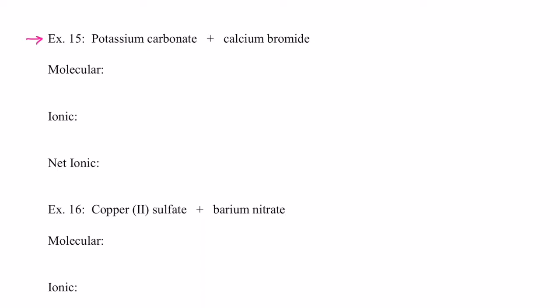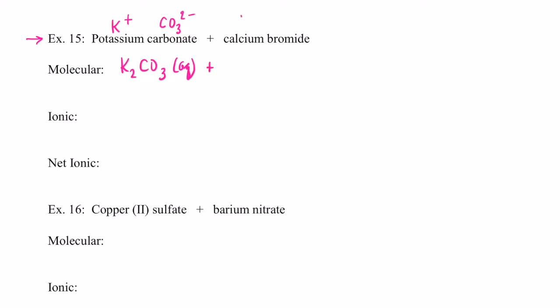So we have potassium carbonate and calcium bromide. So let's see, potassium is K+, carbonate is one of your polyatomics. It's CO3 2 negative, so we have K2CO3. All potassium compounds are soluble, so I'll put AQ after that.